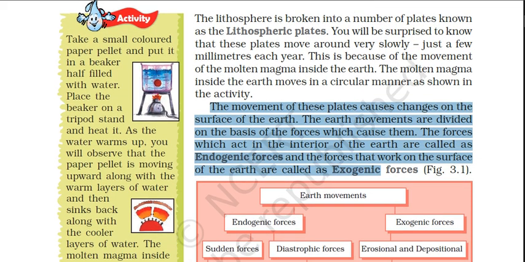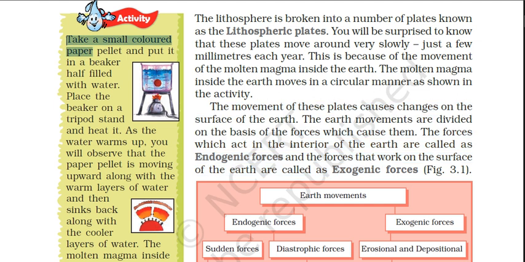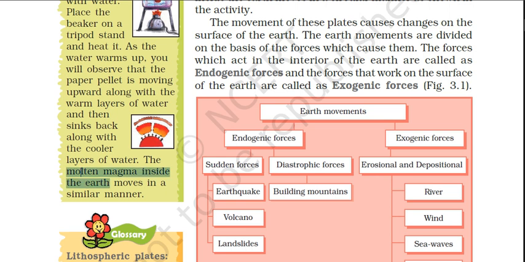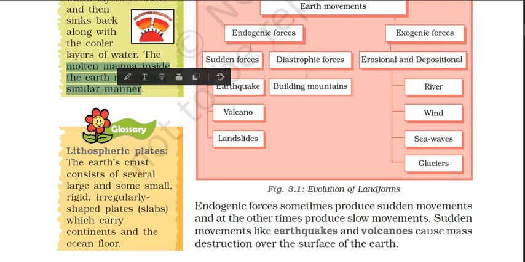The activity: take a small colored paper pellet and put it in a beaker half filled with water. Place the beaker on a tripod stand and heat it. As the water warms up, you will observe that the paper pellet moves upward along with the warm layers of water and then sinks back along with the cooler layers of water. The molten magma inside the earth moves in a similar manner.